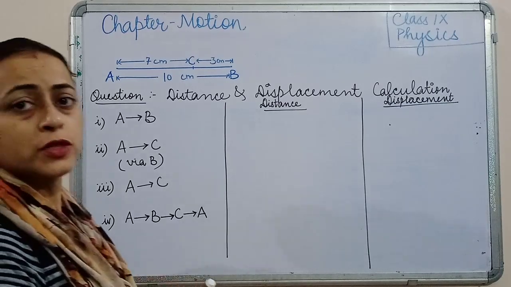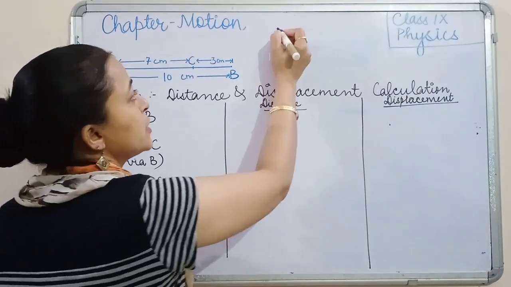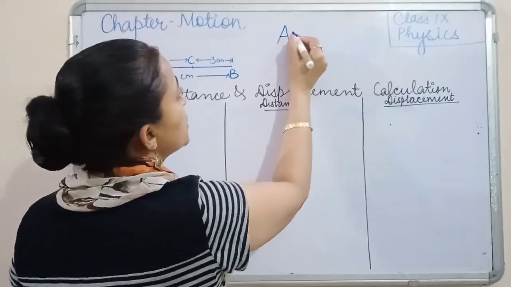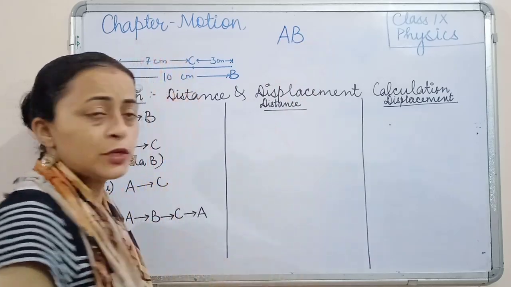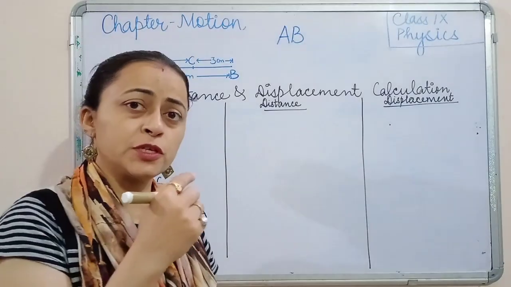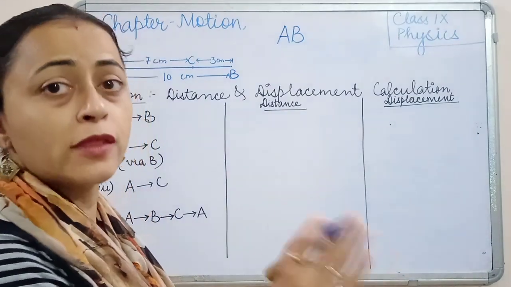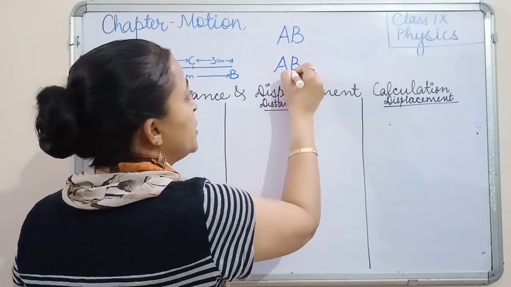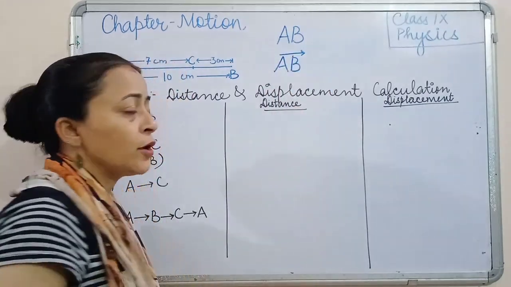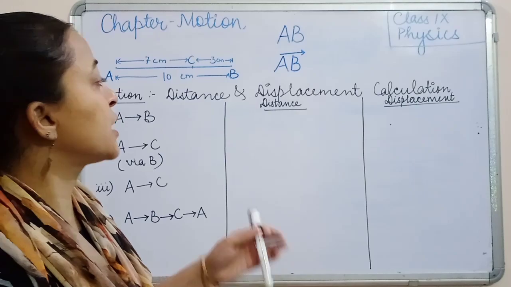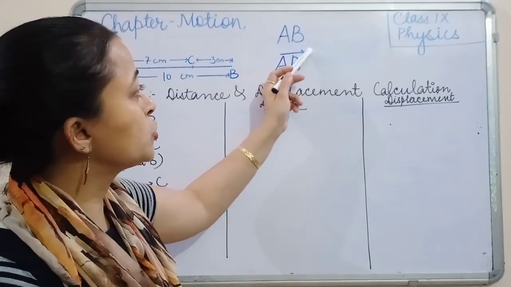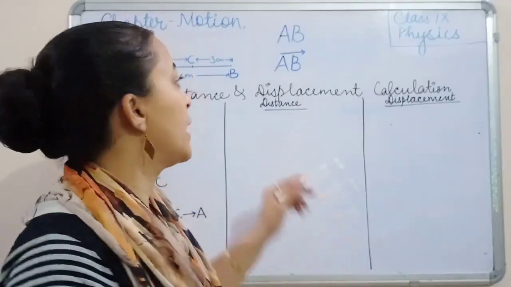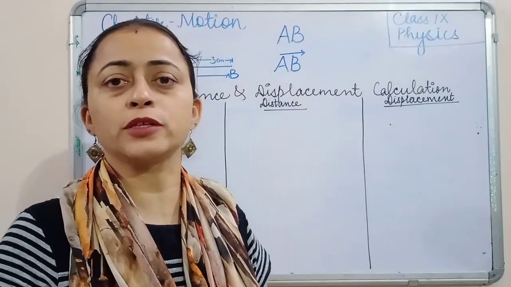To represent a scalar, suppose the object is moving from A to B, we can represent it as AB. But to represent that the object is moving from A and reaching B as a vector quantity, as a displacement, we need to write it as AB with an arrow mark over it. The arrow mark over AB shows that the object has started from A and is going towards B. So AB without arrow mark is a scalar quantity, and AB with the arrow mark refers to the vector quantity.